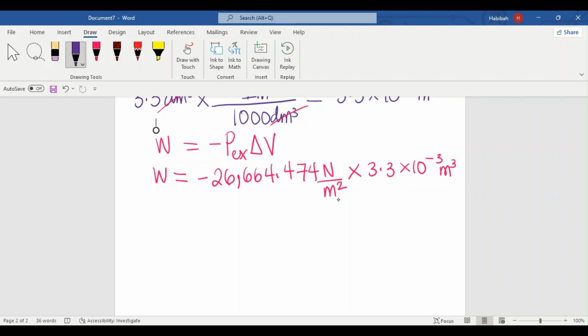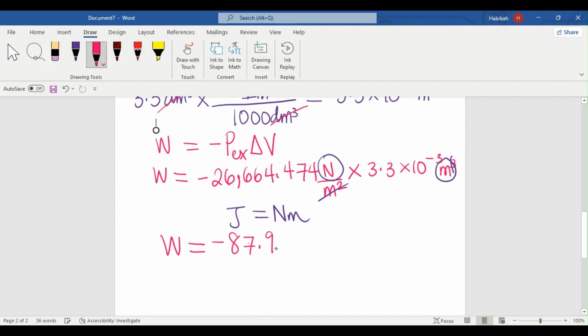So of course we cancel out meter squared, and you've just got Newton meter here. And what is joules again? Joules is the same thing as Newton meter. So I just wanted to put that there. When you put this information in the calculator, 26,664.474 times 3.3 times 10 to the power negative 3, what you're supposed to get is negative 87.9928 Newton meter.